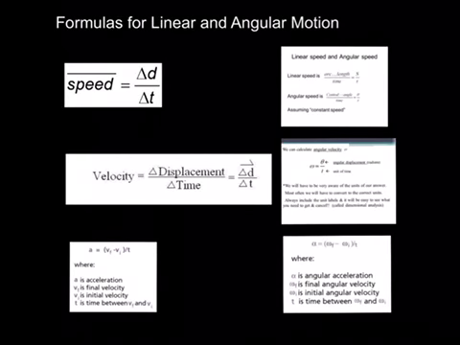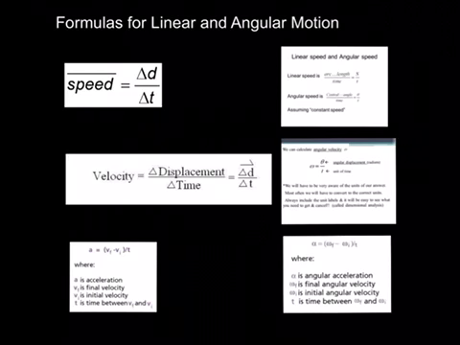The formulas for linear and angular motion are similar because they both involve changes in properties over time. In linear motion, you're going to look at linear properties like distance. In angular motion, you're going to look at the angular displacement and radians.